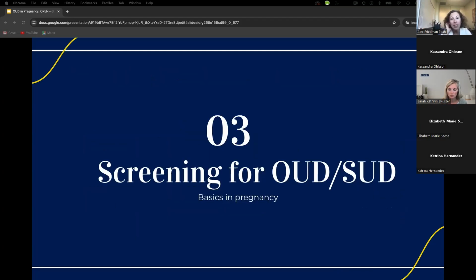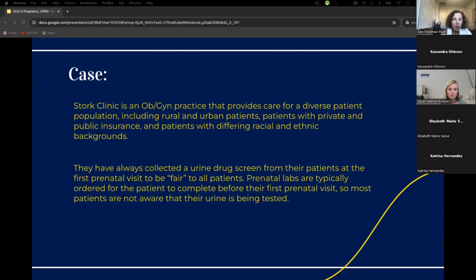All right, with this context, we can now delve into identifying substance use in pregnancy. This case is of a clinic. Stork clinics and OBGYN practice, they provide care for a diverse patient population, including patients who are rural and urban, with private and public insurance, and with differing racial and ethnic backgrounds.